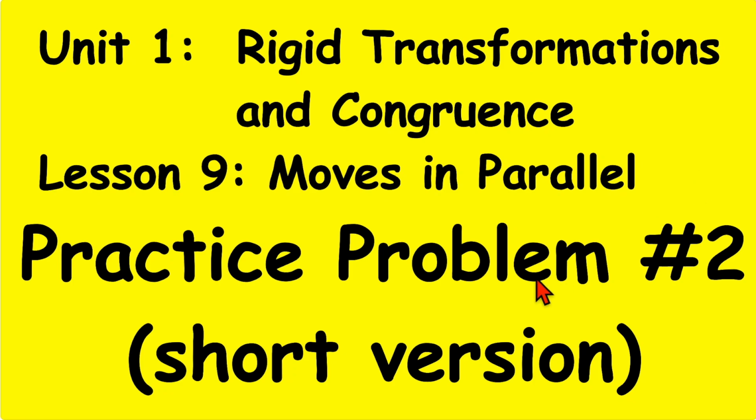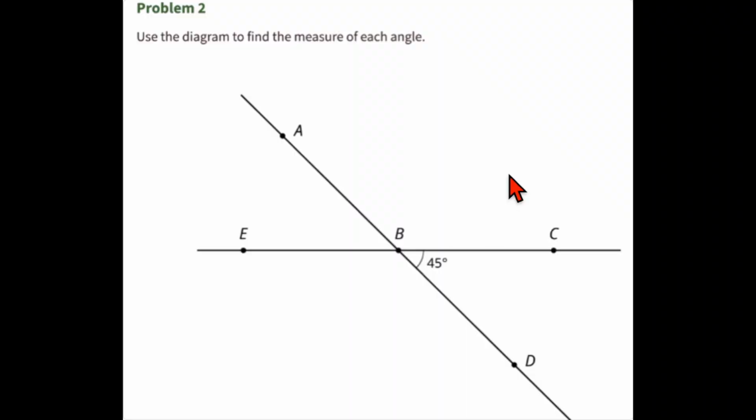This is a short version of practice problem number 2 from Lesson 9, Moves in Parallel, in Unit 1, Rigid Transformations and Congruence. In problem number 2, you're to find the measure of each of these angles, angle CBA, angle ABE, and angle EBD, given this 45-degree angle for angle DBC.